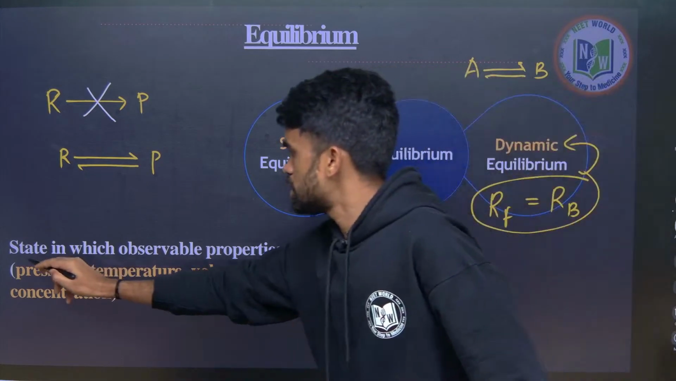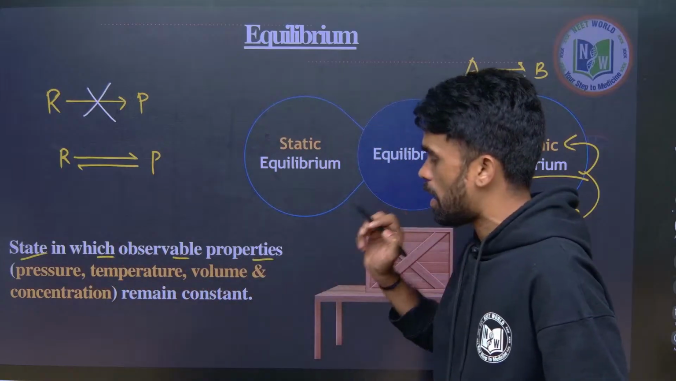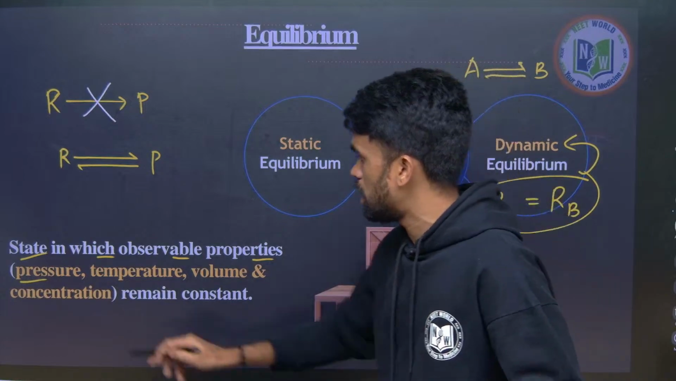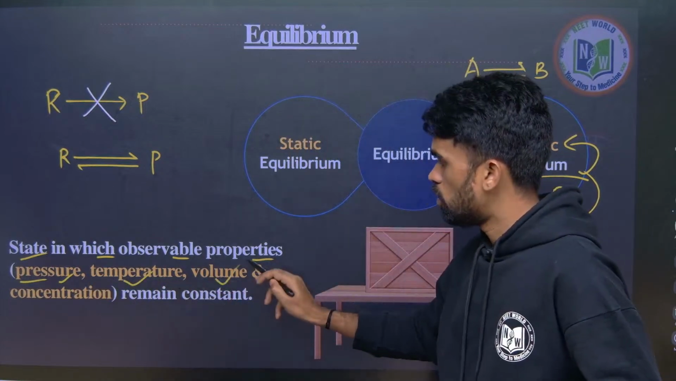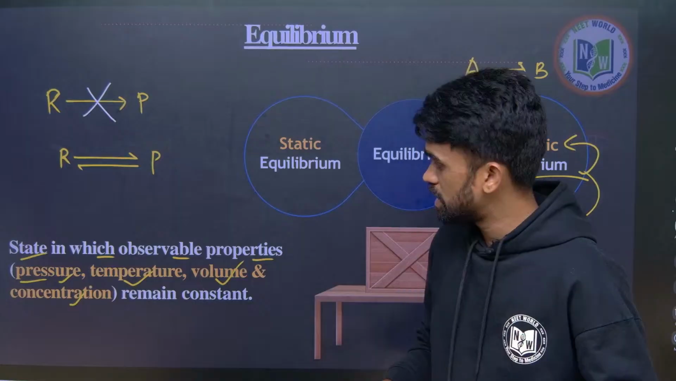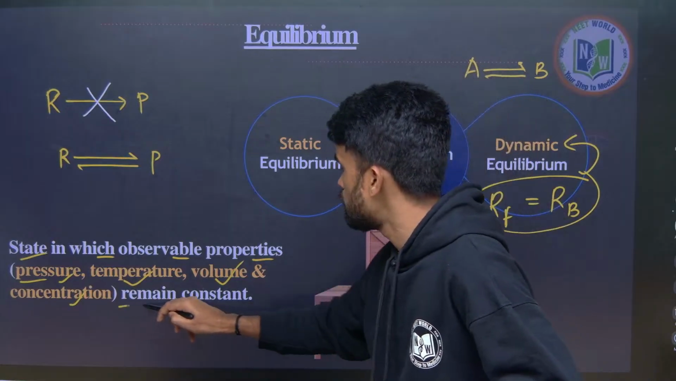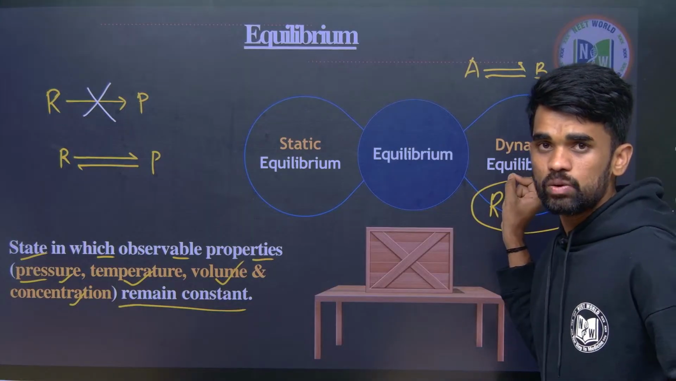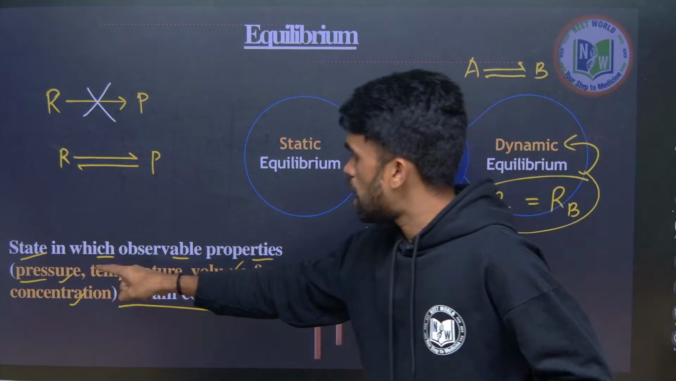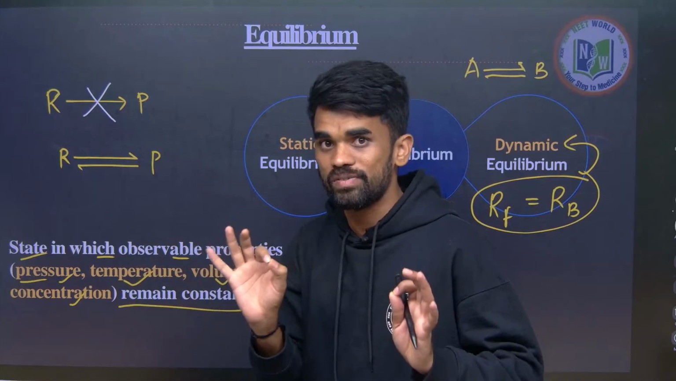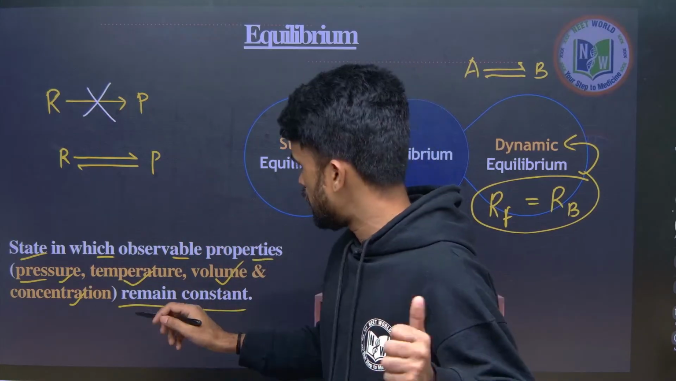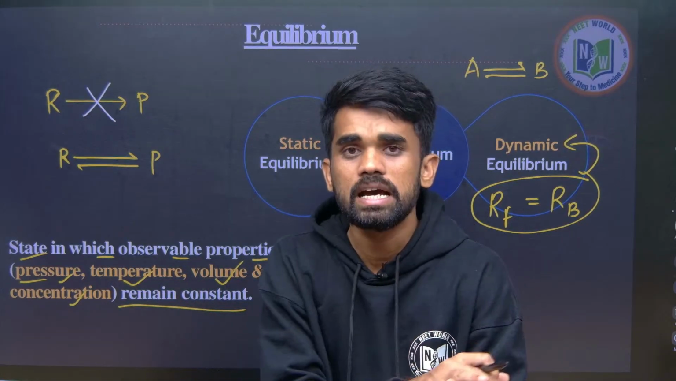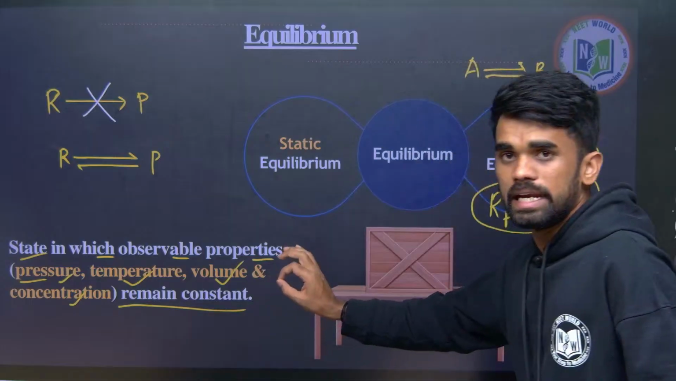The state in which the observable properties like pressure, temperature, volume, concentration, density, color, all these remain constant. At equilibrium, all these terms will remain constant. This is one of the important points. So at equilibrium, pressure, temperature, volume, concentration, all these things will remain constant. Remember this point or highlight it in your book.